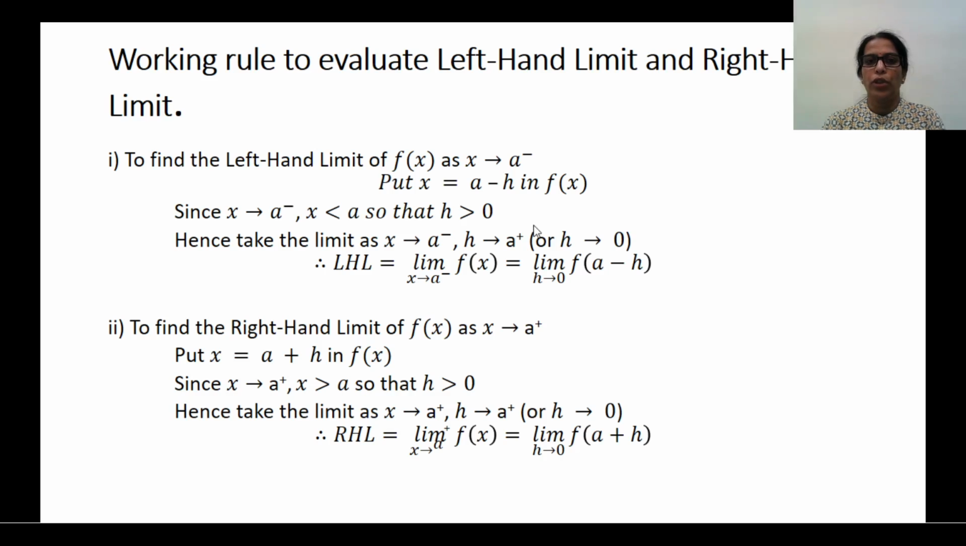Now we shall know how to evaluate left hand limit and right hand limit. In order to find the left hand limit for the function f of x, just replace x by a minus h in the function f of x. That is, left hand limit equals limit x tends to a minus f of x equals limit h tends to 0 f of a minus h. Similarly, right hand limit equals limit x tends to a plus f of x equals, just replace x by a plus h, limit h tends to 0 f of a plus h.